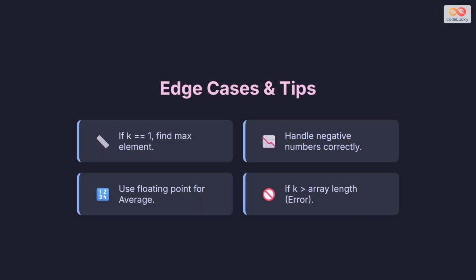Before we wrap up, keep these edge cases in mind. If k equals 1, the answer is just the maximum element in the array. Since the array can contain negative numbers, the maximum average might be negative, so initialize your max sum correctly. Also, remember to perform floating point division at the end to get the precise average.